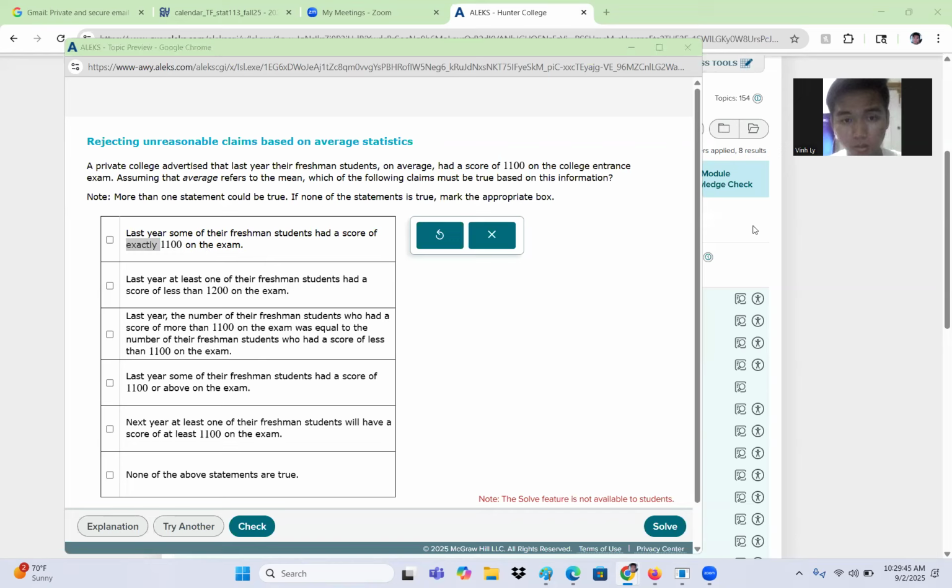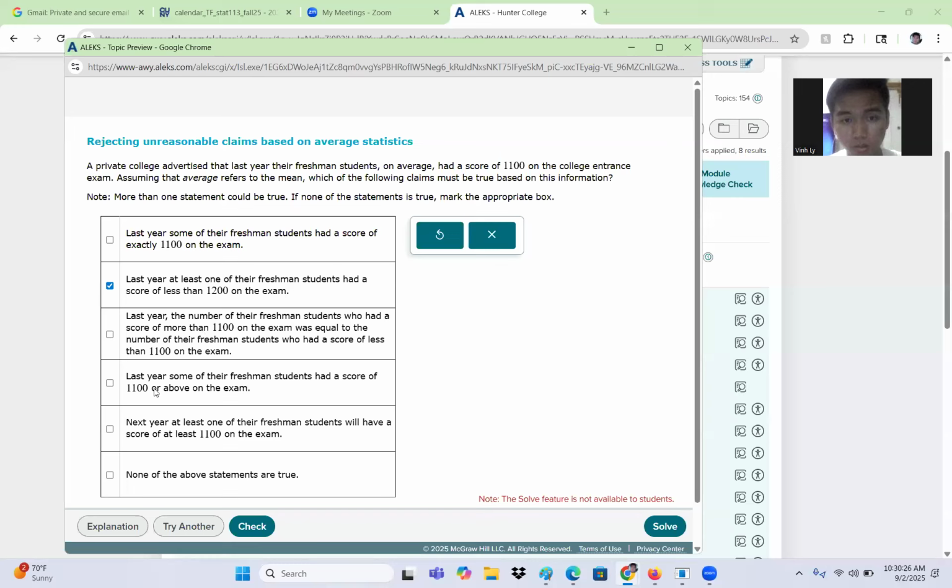Exactly should not be the correct answer. Next: last year, at least one of the freshman students had a score of less than 1200 on the exam. At least one score less than 1200. That makes sense, right? The number of freshmen will be equal; whenever they talk about a number of people being the same, that's the median, that's not the average.